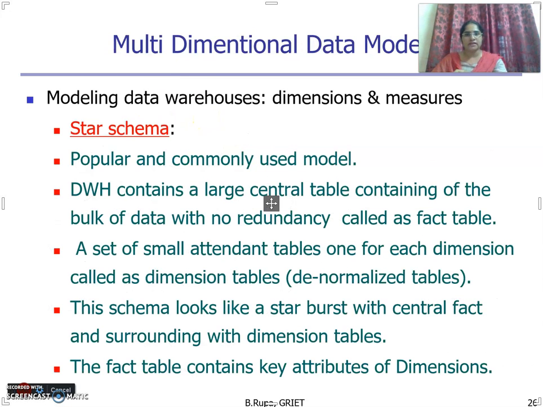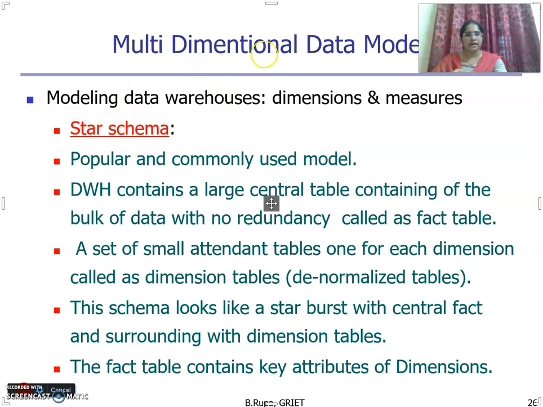Now we'll see the multi-dimensional data models. Within this multi-dimensional data model, it obviously contains dimensions and measures. We have 3 types of schemas available: star schema, snowflake schema, and fact constellation. First, we will discuss the star schema. The star schema is a popular and commonly used model.